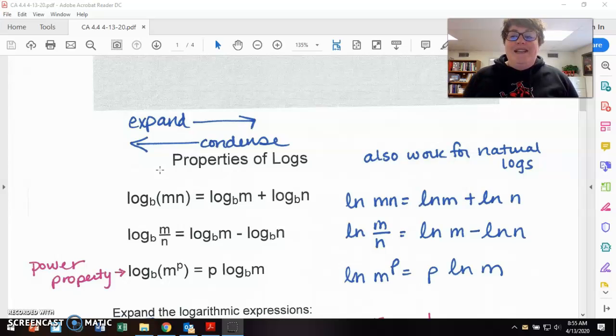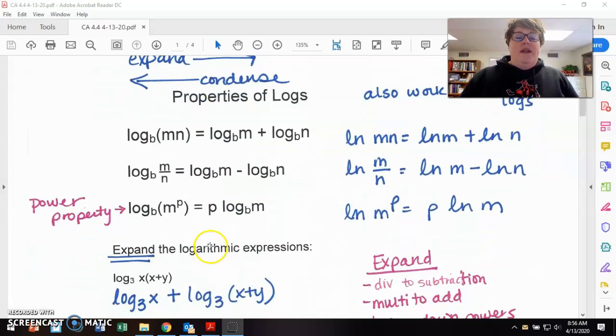Now, if you're condensing, and this is the one we'll use more when we get into section 5, that means you are on the right-hand side of the equal sign and you're moving to the left. So you're condensing down to one single logarithm. So we have a multiplication property, we have a division property, and then we have a power property. If you'll notice there's two sets written here, one typed and one written. This works for natural logs also. So remember, you have log base b, or you have natural log. And remember, natural log is log base e, but it's written as natural log. Our power property works for both of these.